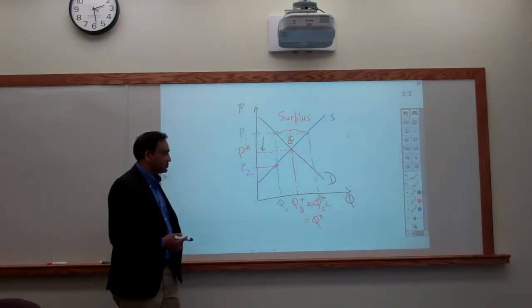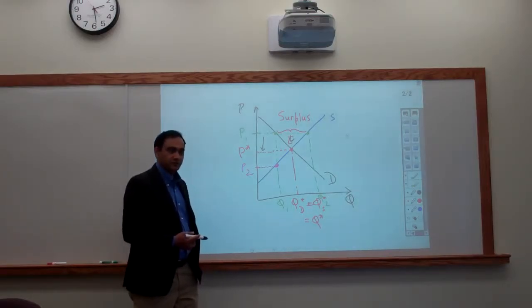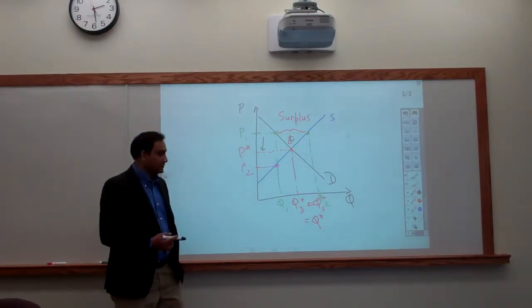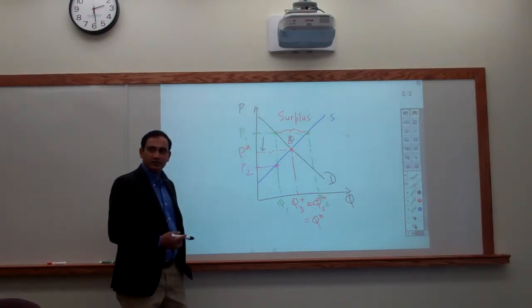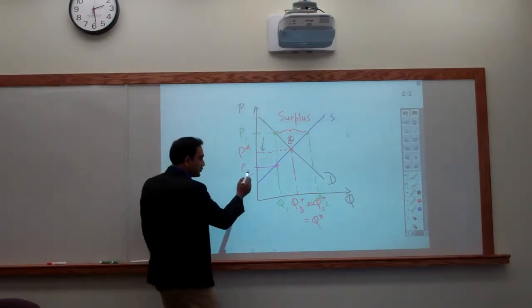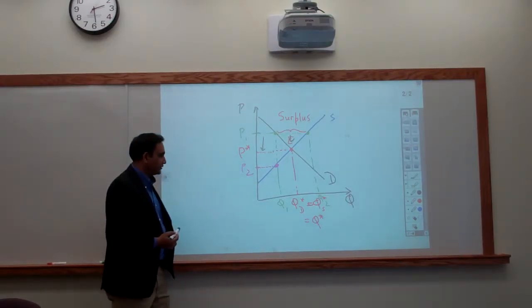Look at price P2, look at the supply curve. How much would the sellers supply at P2? Less. How much? What is the quantity? Q1. Can you see that? When price is P2, according to the supply curve, quantity supplied would be Q1.